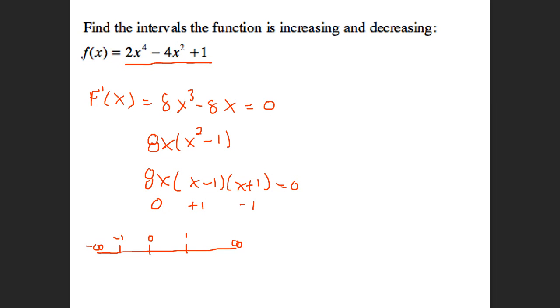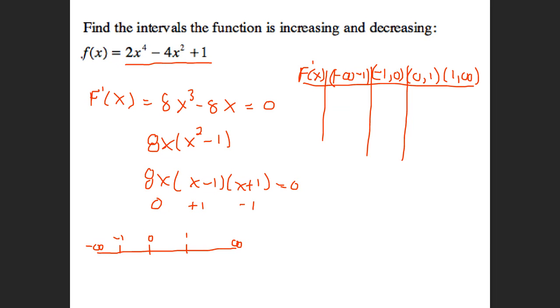So if I make out my first derivative table, f prime of x, my first interval is negative infinity to negative 1. Then I go from negative 1 to 0. Then I go from 0 to 1. Then I go from 1 to infinity. That's my table. I have to figure out where everything is positive and negative here.